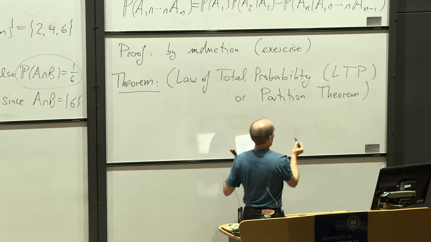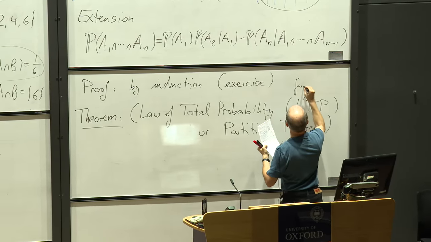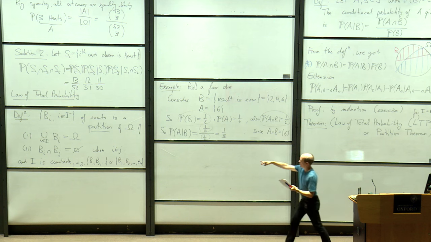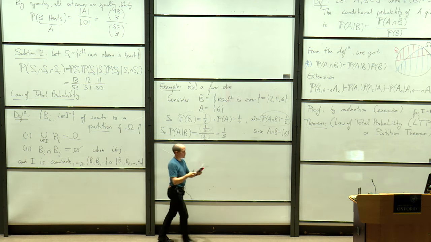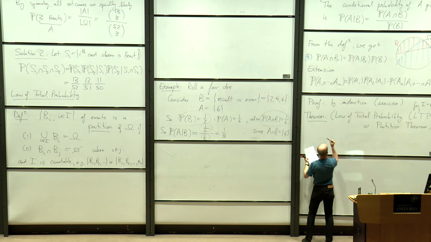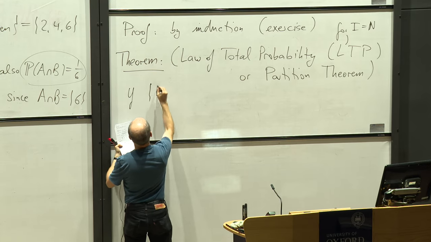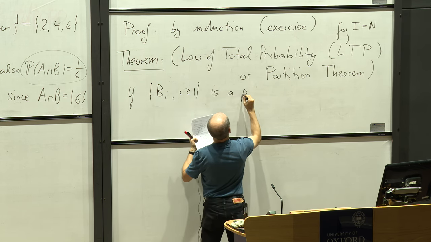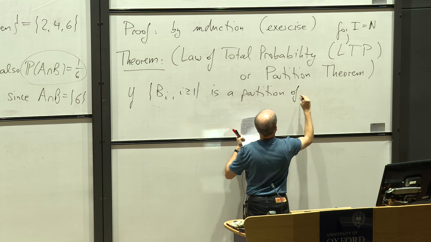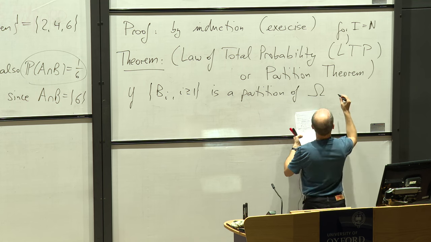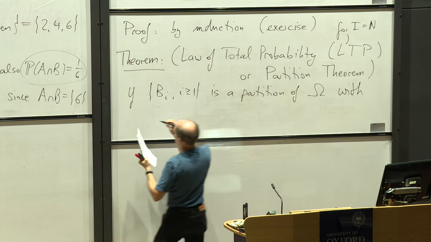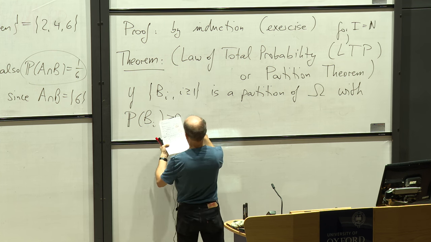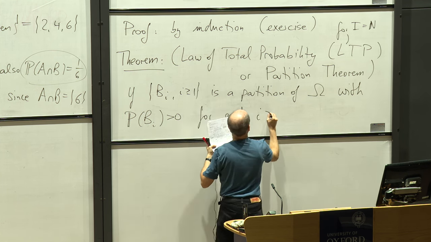So now here, I'm writing the law of total probability for I the natural numbers. That is the first case of a partition that I wrote here. So in that case, I say I take a partition Bi, i greater than or equal to 1, of a sample space omega. And we furthermore suppose that the probability of each of those sets Bi is positive, so for each i greater than or equal to 1.